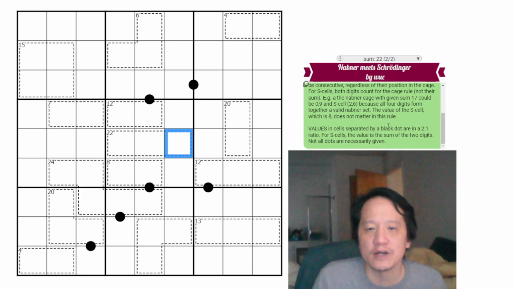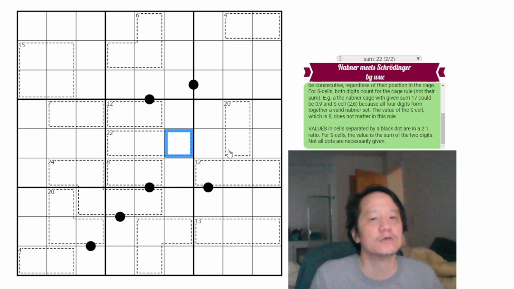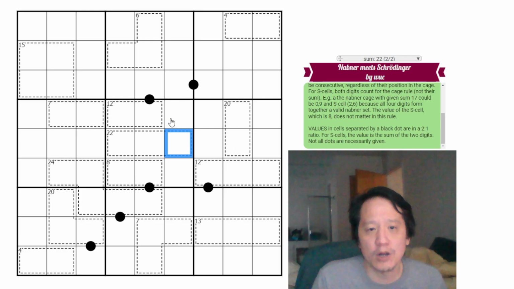Values in cells separated by a black dot are in a 2-to-1 ratio. For S cells, the value is the sum of the two digits. Not all dots are necessarily given, so there is no negative constraint for the black dots. And those are all the rules. If you want to play along, there's going to be a link in the description. And now I'm going to get started.